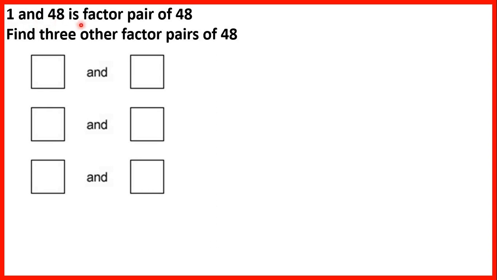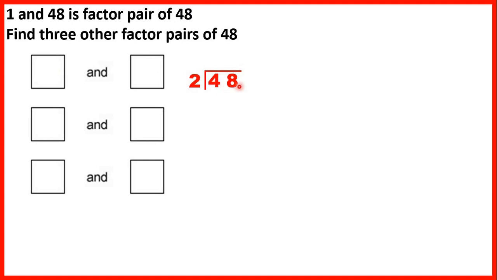1 and 48 is a factor pair of 48. Find 3 other factor pairs of 48. So remember, a factor of a number means that we can divide without getting a remainder. And we can think of factors in pairs. 1 and 48 are factors of 48 because 1 times 48 is 48. So we need to think what times what is also equal to 48.